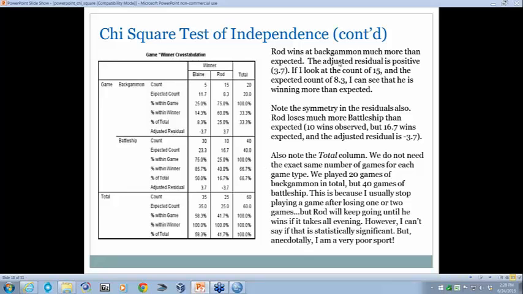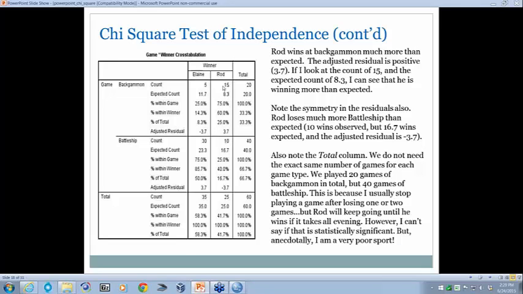This means that Rod wins at backgammon much more than expected. So here we go. Here's Rod. Here's the winner, right? Rod and backgammon. He won 15 games out of 20. Here's 20 games. He won 15. We only expected 8.3. All things being equal, we would only expect he'd win about 8 games. But he won 15. Our residual down here is 3.7. Okay. When they're positive, that means they're more than expected. Okay, and here it is. He won more games than expected. If it is a negative number, that means fewer games than expected.